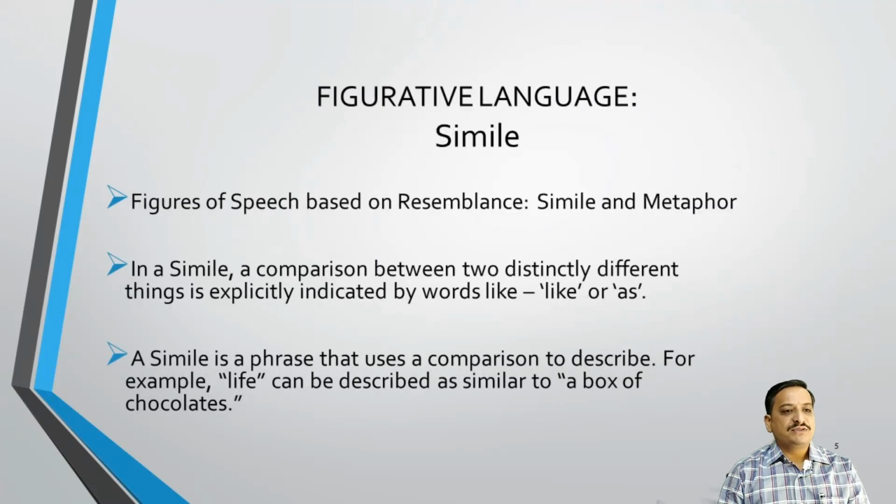The first literary device we are going to learn about is the simile, the most commonly used literary device. There are two figures of speech based on resemblance. They are the simile and metaphor. A simile is a figure of speech in which two essentially dissimilar objects or concepts are explicitly compared with one another through the use of words like or as. A simile is a phrase that uses a comparison to describe. For example, life can be described as a box of chocolates.